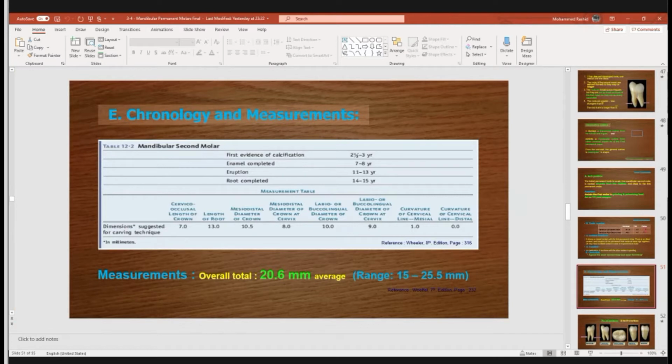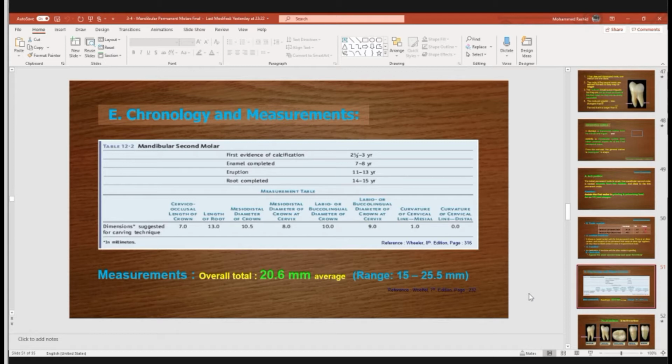Chronology is important: when the molar is coming, the eruption time and the first evidence of calcification. These two timings are important for all the teeth. But for dimension, you just need to have an idea. Usually we are not giving any dimension in the examination, okay?